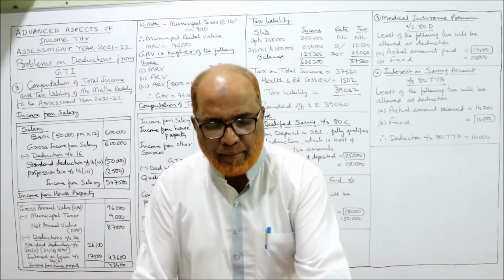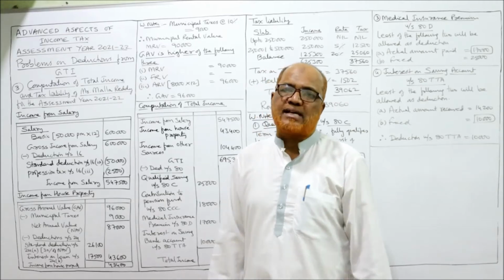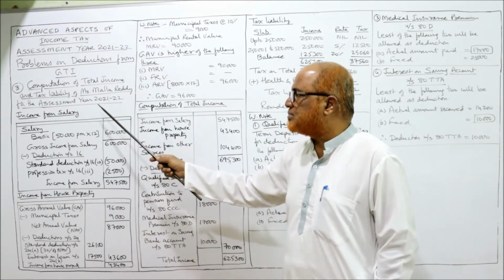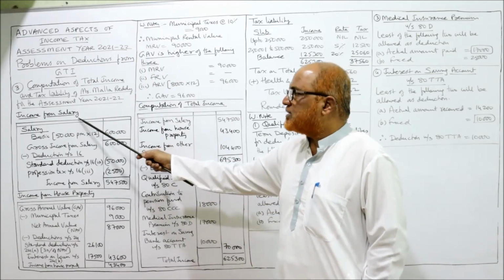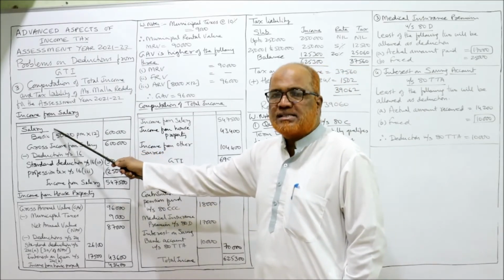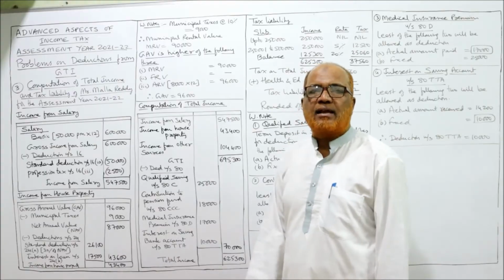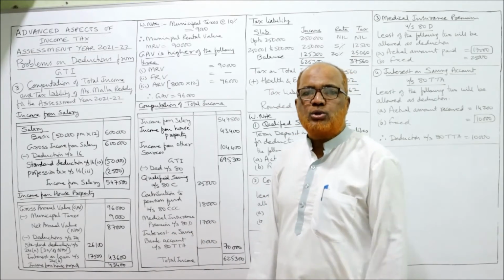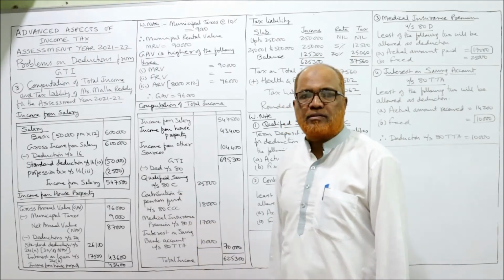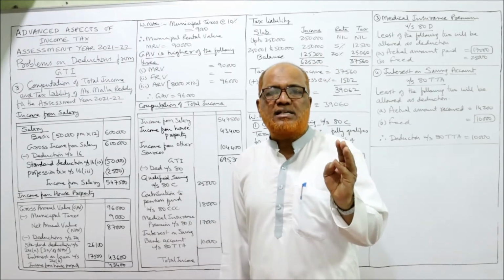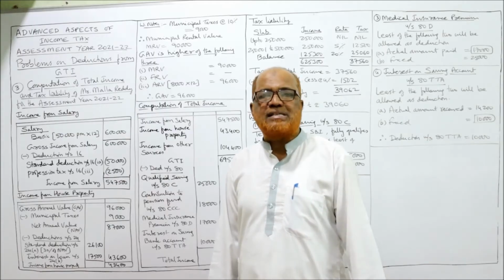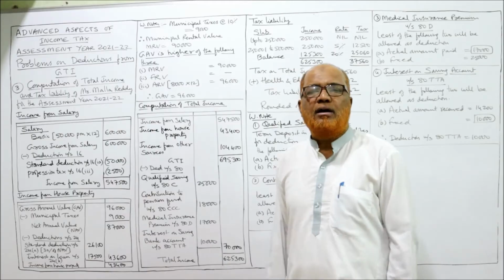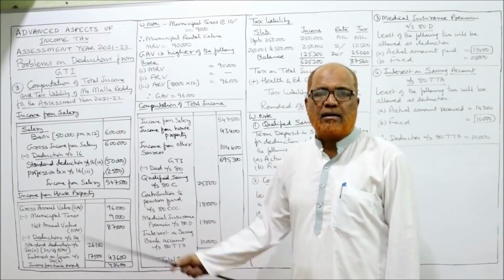So first of all we compute income from salary. See here, computation of total income and tax liability of Mr. Malla Reddy for the assessment year 21-22. Now first, income from salary. Basic salary is given in the problem as 50,000 per month. So 50,000 into 12, 6 lakh rupees. We don't have any allowances, perquisites or profit in lieu of salary. Only basic salary is given. That itself will be the gross income from salary.